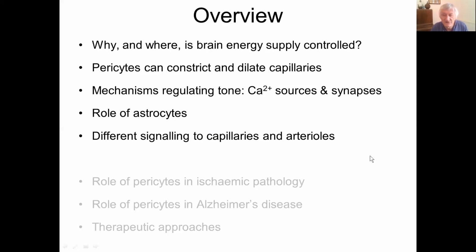I now want to turn to the dark side of it and talk about the role of pericytes in various diseases. But if people have any questions on the first part, I don't know if you want.